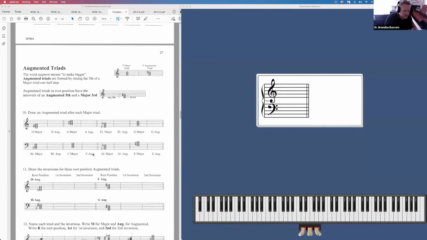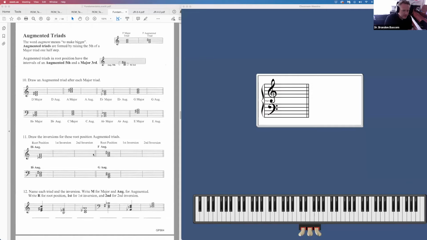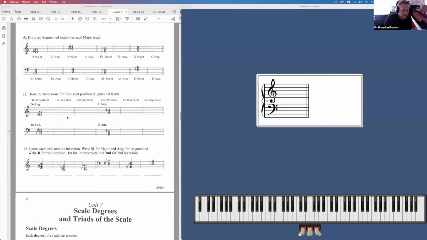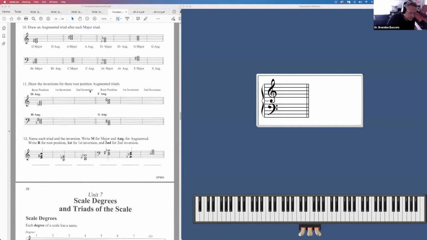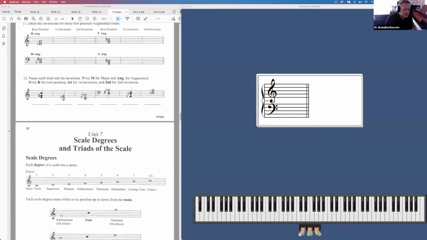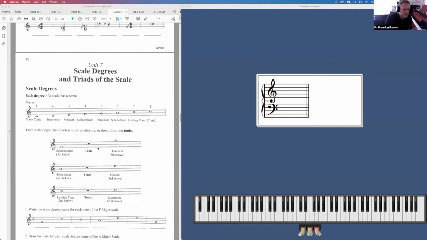Page 27 is doing the same thing, but for augmented. Remember, augmented is raising from major, our top note 1/2 step, to get an augmented triad. So we'll do that for part 10. Part 11, we're inverting, putting the bottom note on top. And in part 12, we are identifying whether or not we are in root position, first inversion, or second inversion using augmented triads. That'll do it for Unit 6.